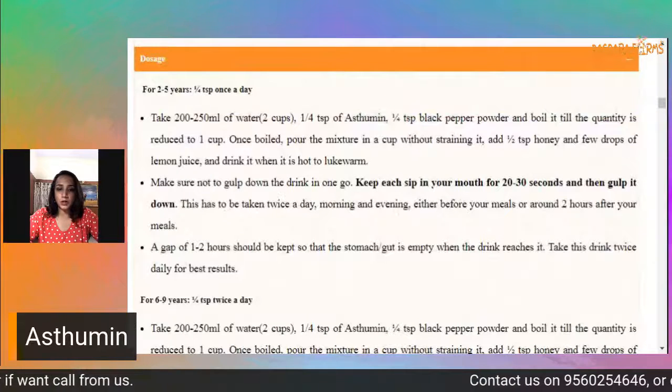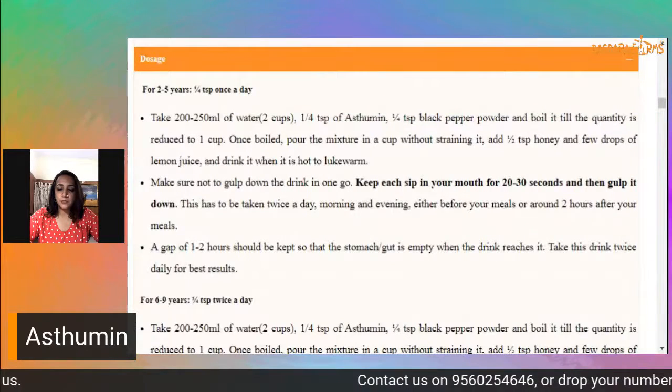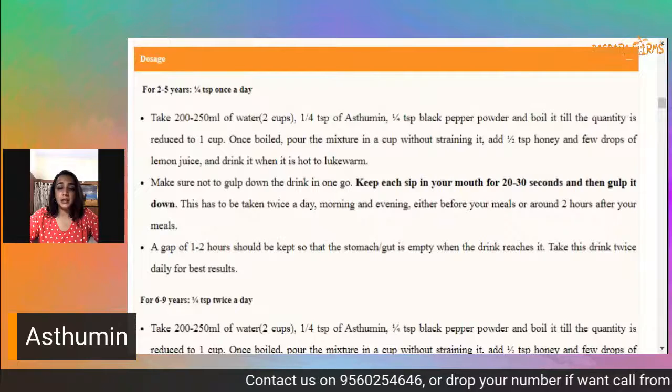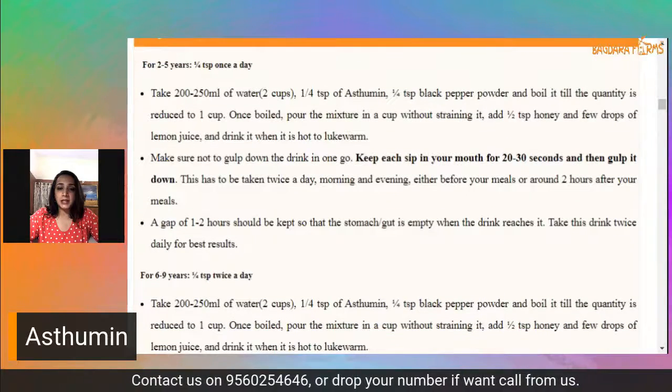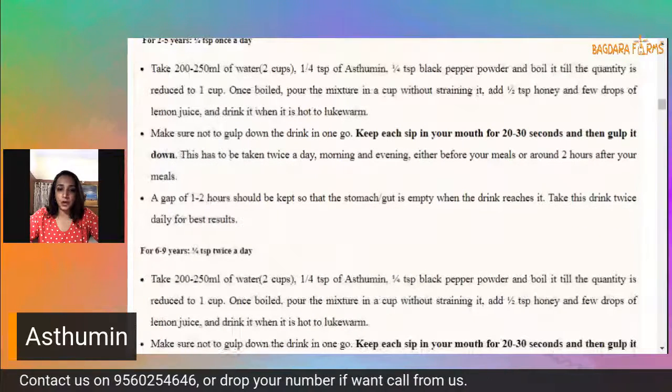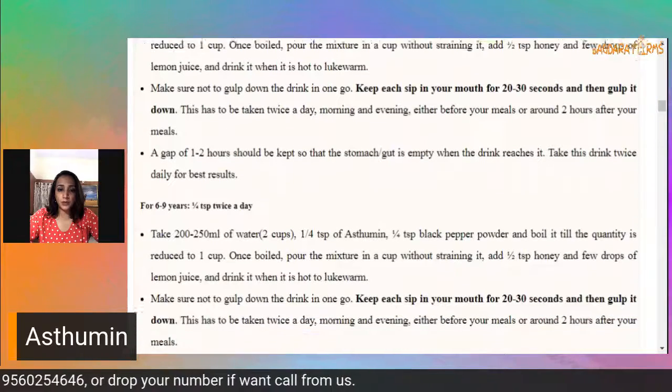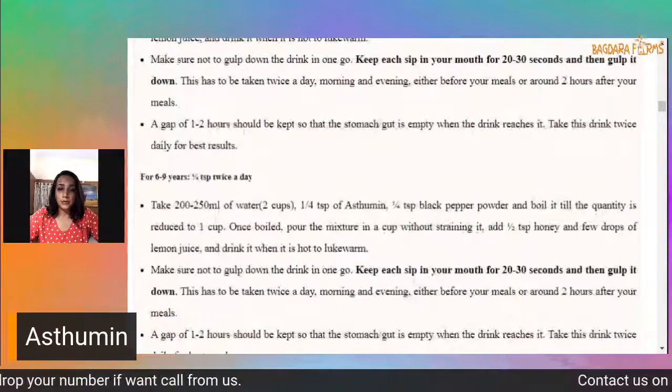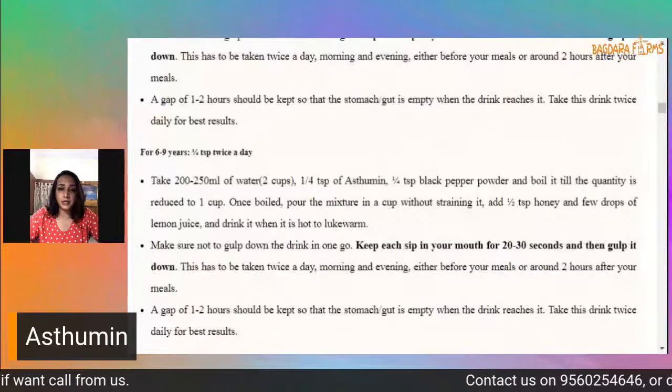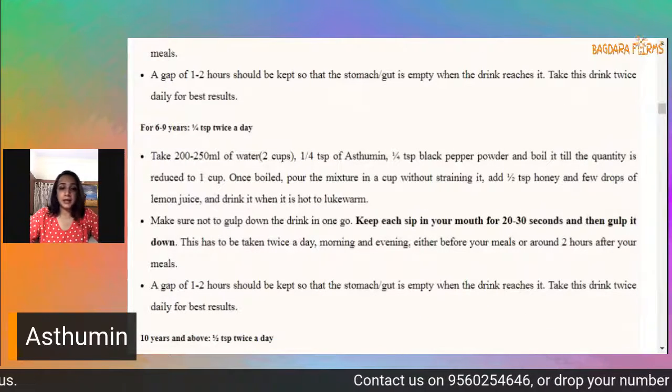You take 2 cups of water. To that, add half teaspoon of astumin and a pinch of black pepper powder. Boil it till the quantity gets reduced to half. That means from 2 cups, reduce it to 1 cup. When you have 1 cup left, you pour it into your cup without straining it. You don't have to strain it.